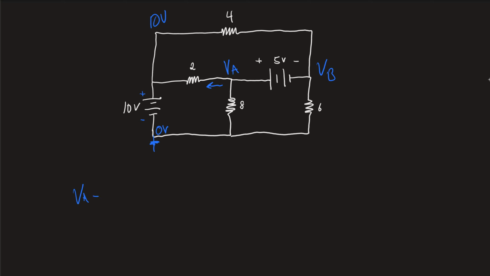That's VA minus 10 over 2. Then we'll do the one going down. That's VA minus 0 over 8. And then we'll do the current going this way, and this is where we run into a problem. I can't write an equation for the current going that way.